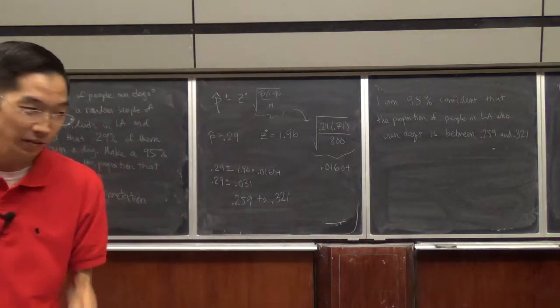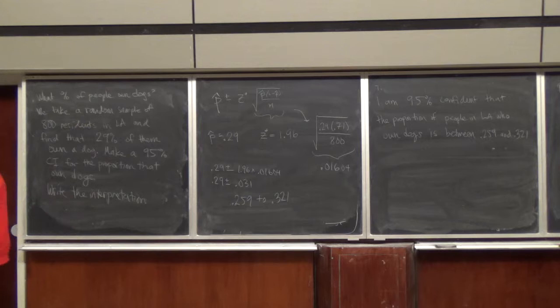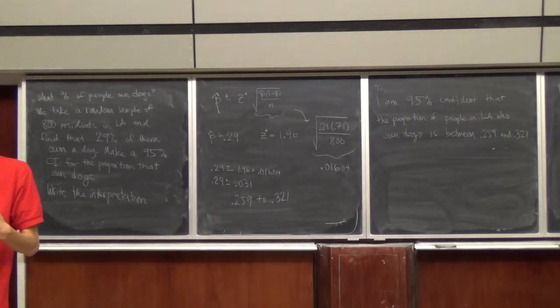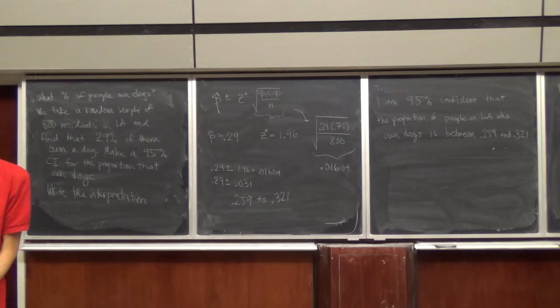Next week's quiz covers pretty much everything we've done in today's lesson, okay? So you've got to know how to check for conditions, how to use the normal model that I think in the note sheet it's called the central limit theorem, but it's using the normal model and then making confidence intervals.